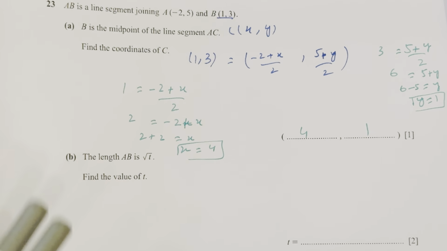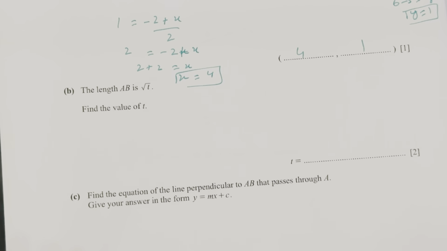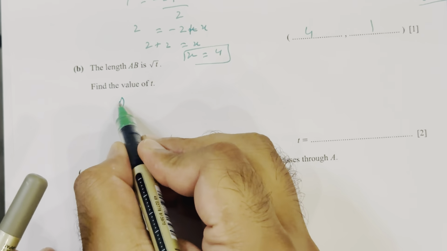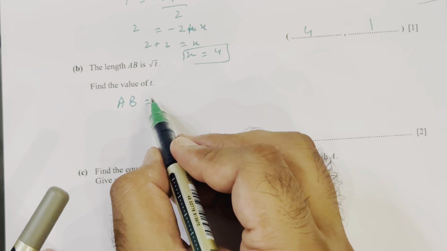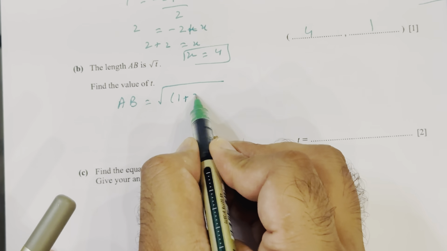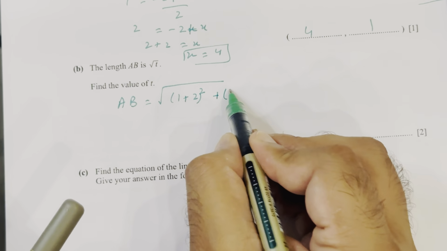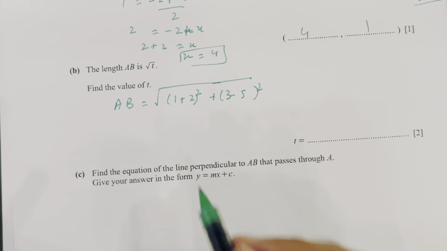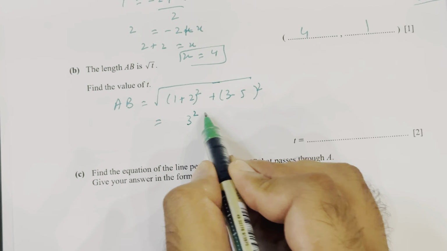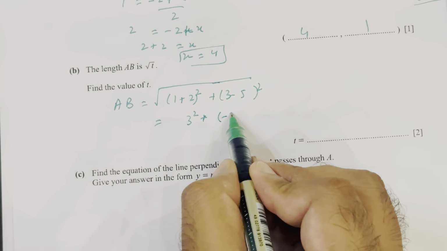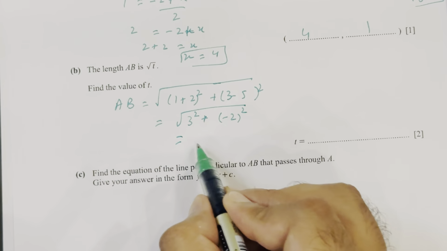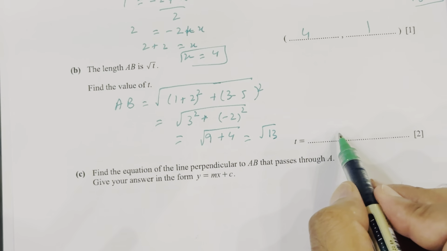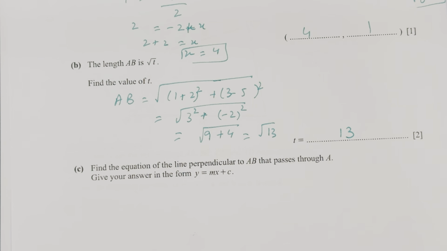Okay. The length of AB is square root of t. Find the value of t. So we need to apply the distance formula over here. Distance formula is AB is equal to the square root of (y2 minus y1) square plus (x2 minus x1) square. So it would be (1 plus 2) square, and (3 minus 5) square. After solving it, 1 plus 2 is 3 square, and 3 minus 5 is minus 2 square, it would be 9 plus 4, and it would be 13. So value of t would be 13.